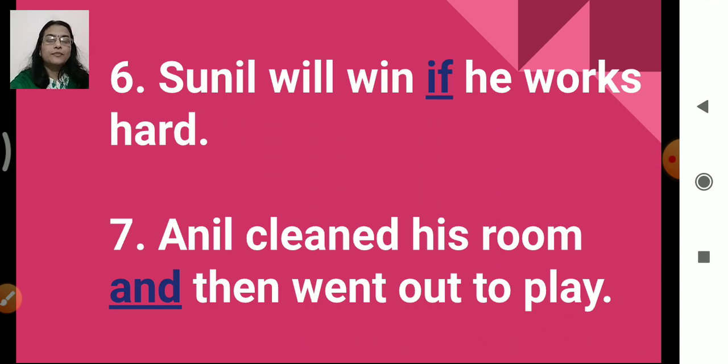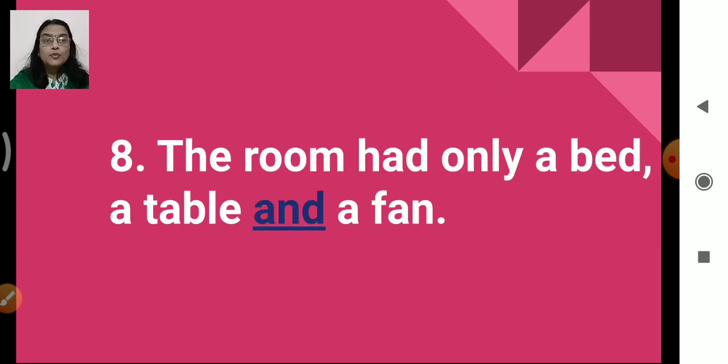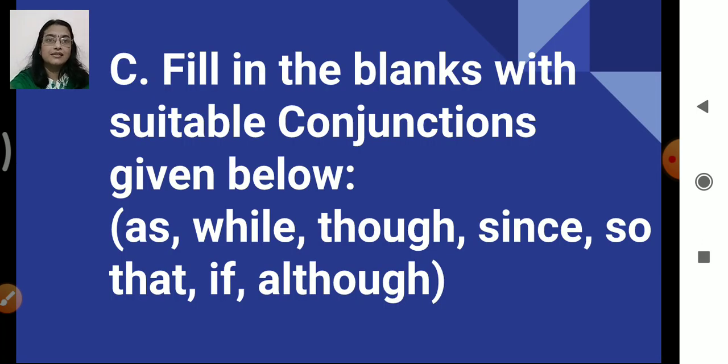Now sixth one. Sunil will win if he works hard. Answer is if. Anil cleaned his room and then went out to play. And is the answer. The room had only a bed, a table and a fan. Answer is and. Got it? So we are using the conjunctions here to join the sentences.